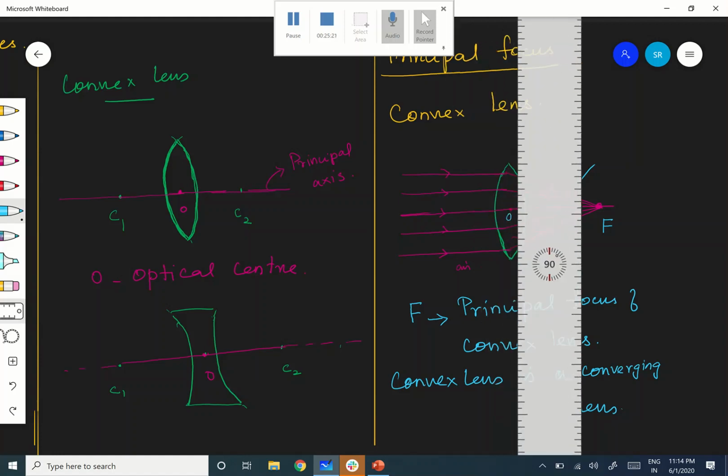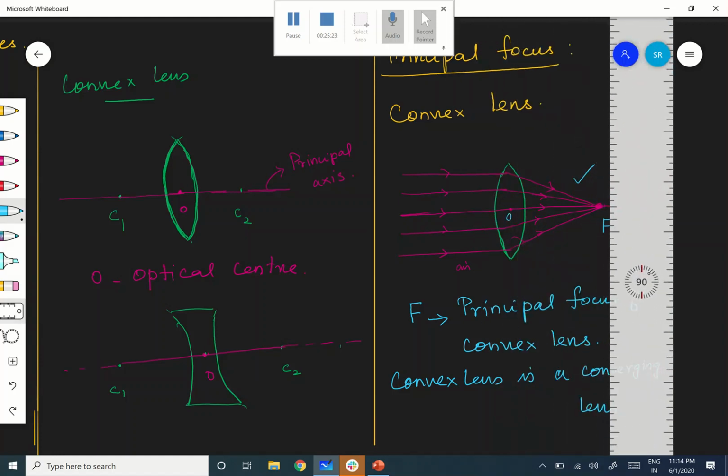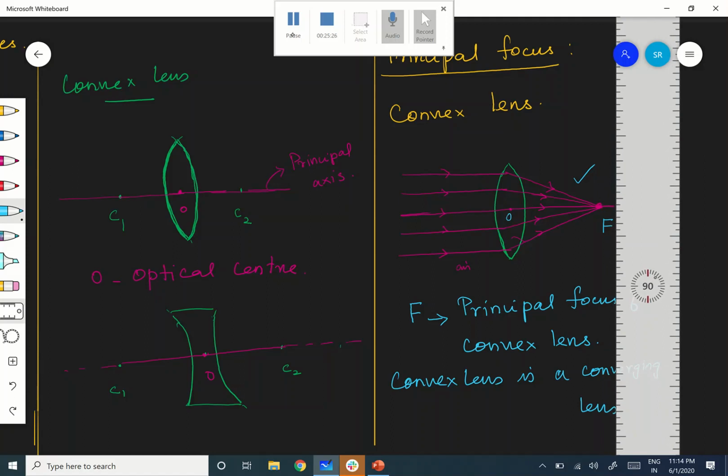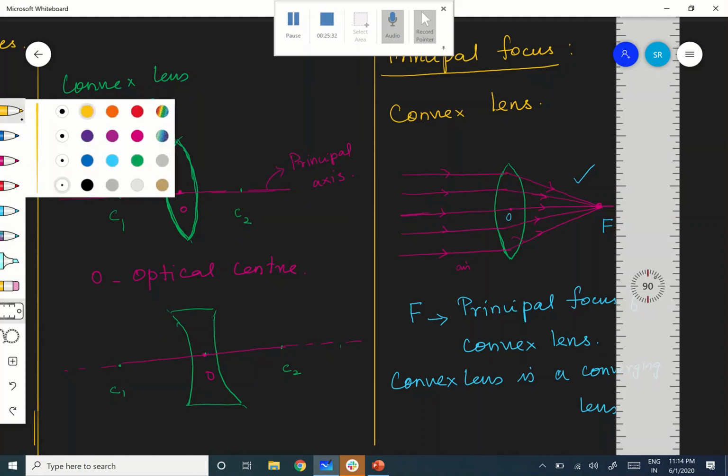Okay, right. Now, next topic. Now we are going to do the same thing for the concave lens. Principal focus of a concave lens.